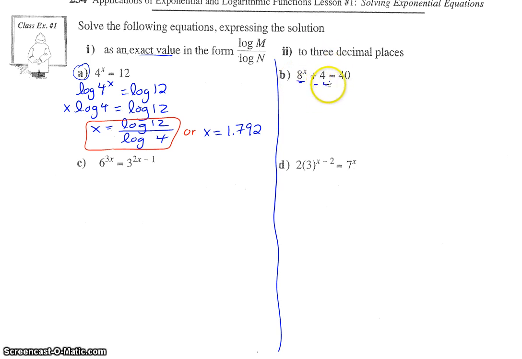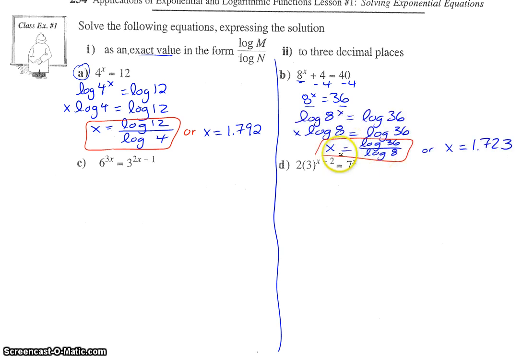So let's subtract 4 from both sides, and then we'd have 8 to the x equals 36. Now check and see if you can get your bases the same. Can I write 36 as 8 to some exponent? And that would be a no. So then you go ahead and log both sides, get x by itself. So you might as well pause your video and go ahead and do that, and then we'll check back.